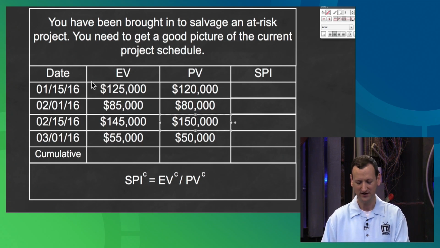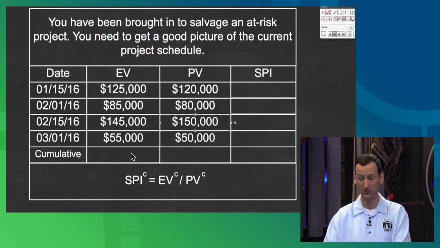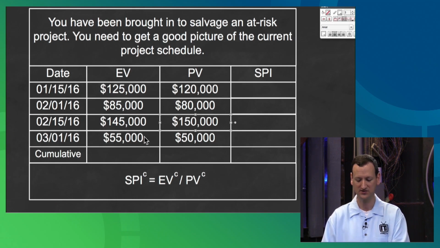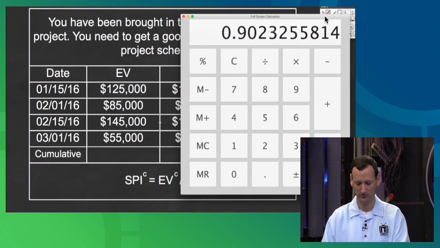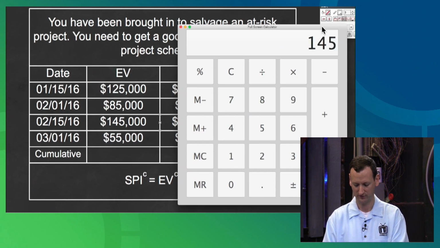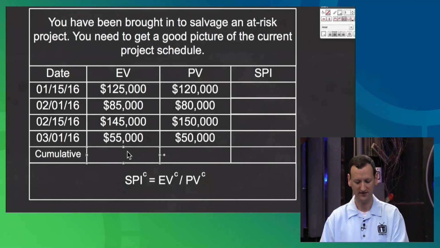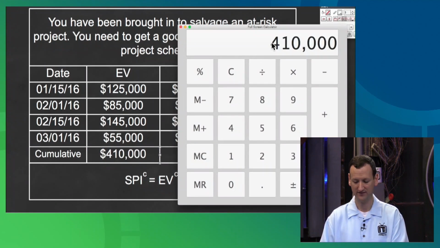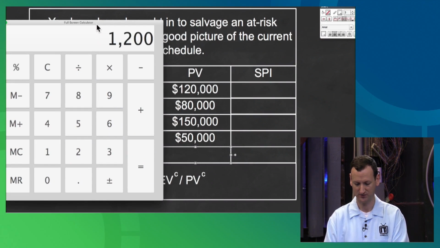And oranges to oranges. So now we can go through and total these up, and we'll get a realistic good number that is cumulative on these. And so if I run through the old calculator here and start totaling these up, so I'll take 125,000 plus 85,000 plus 145,000 plus 55,000. I end up with 410,000. All right. And then if I take my planned values and run through the same process, so 120,000 plus 80,000 plus 150,000 plus 50,000. I get 400,000.